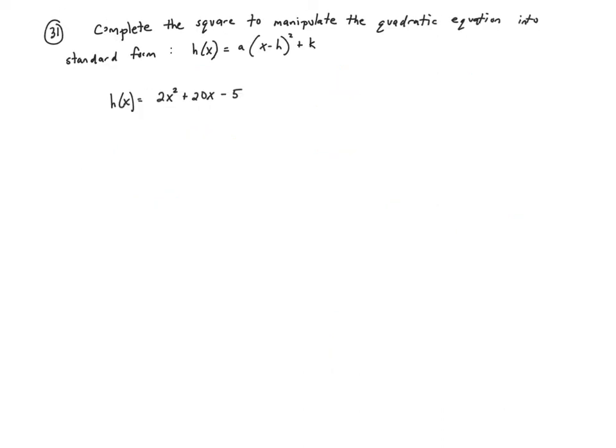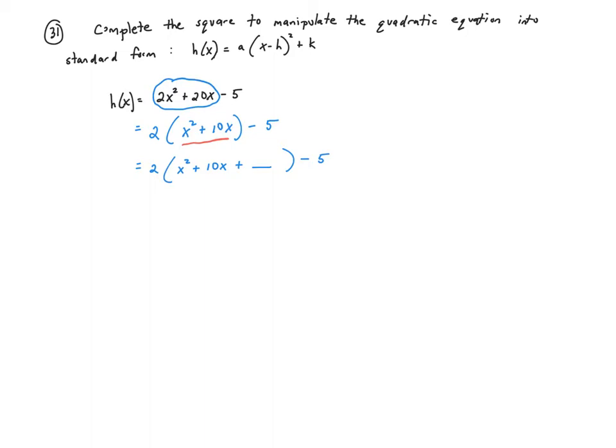Number 31. Complete the square to manipulate the quadratic equation into standard form. Okay, step 1. Circle the first two terms. Step 2. We need to factor out a 2. We'll get 2 times (x squared plus 10x) minus 5. This is the square that we need to complete.